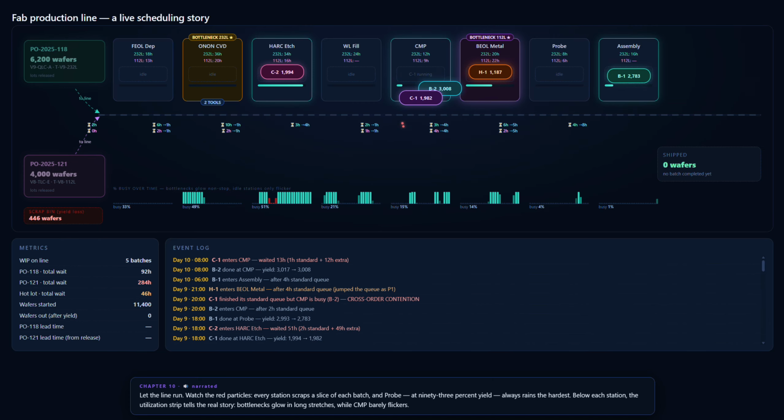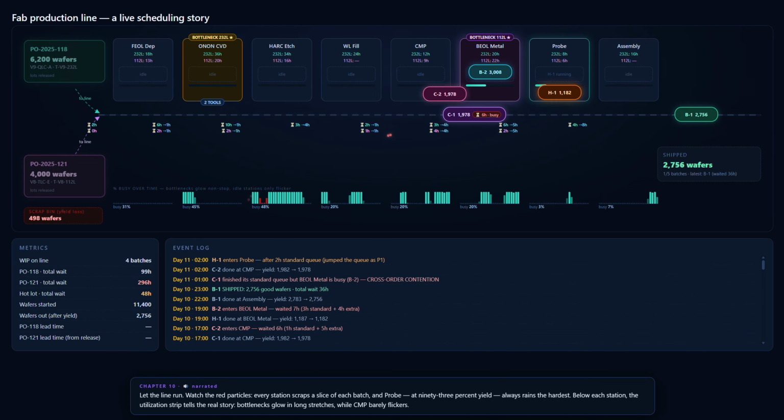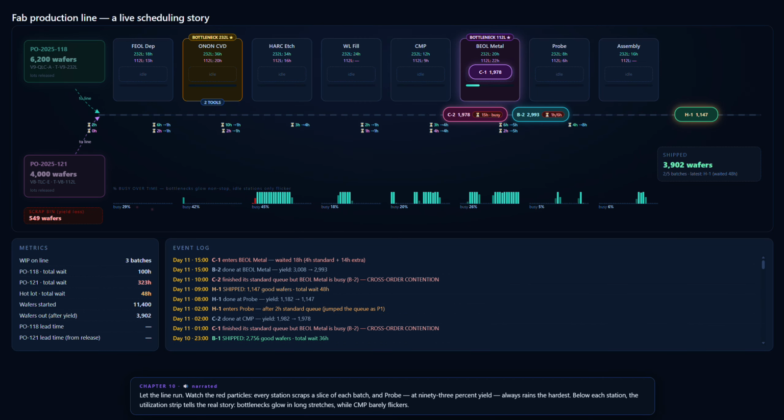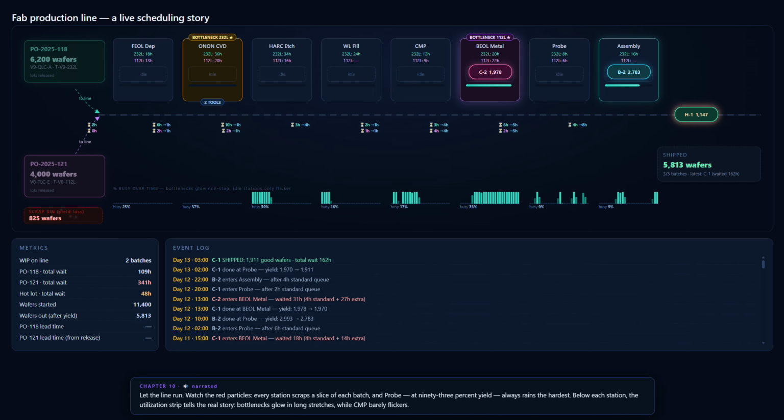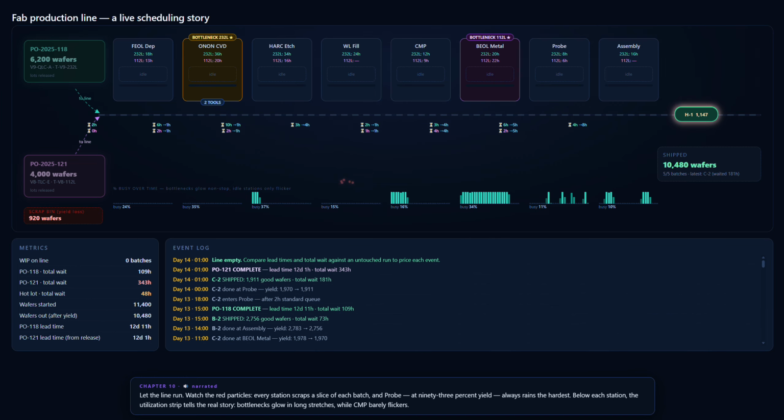Let the line run. Watch the red particles. Every station scraps a slice of each batch, and probe, at 93% yield, always reigns the hardest. Below each station, the utilization strip tells the real story. Bottlenecks glow in long stretches, while CMP barely flickers.